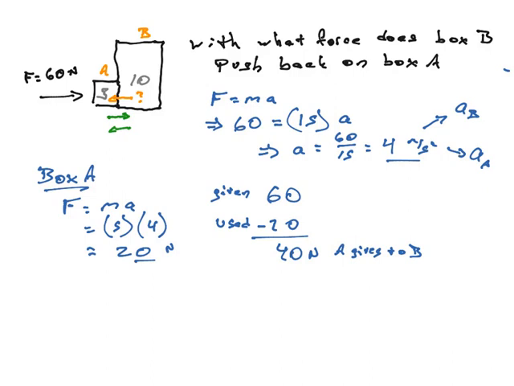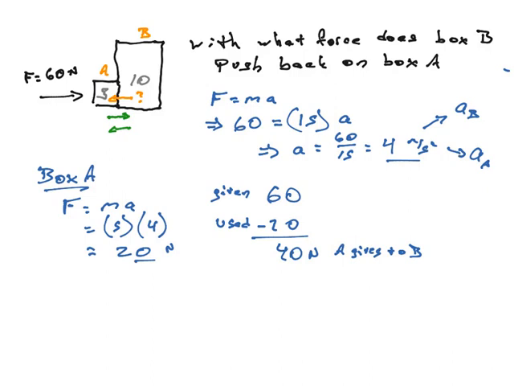Remember, I want to know, what does B do back on A? How hard does B push on A? But I said, well, I'm going to be smart. I'm going to use the fact that the third law says if A pushes on B, B pushes on A with the same force. So if I want to know what B does, all I have to figure out is what does A do? Because B is going to do the same thing. And here I just figured it out. I figured out A has an acceleration of 4.